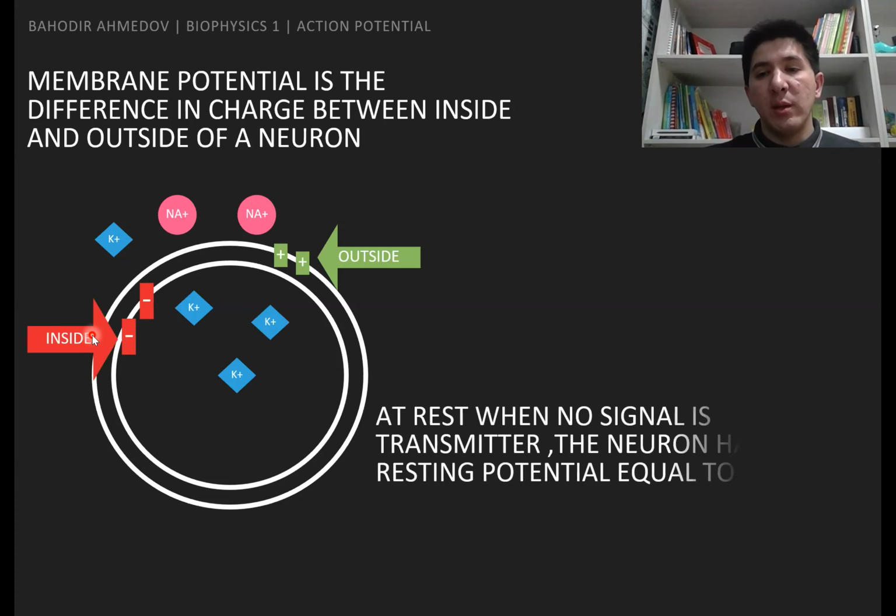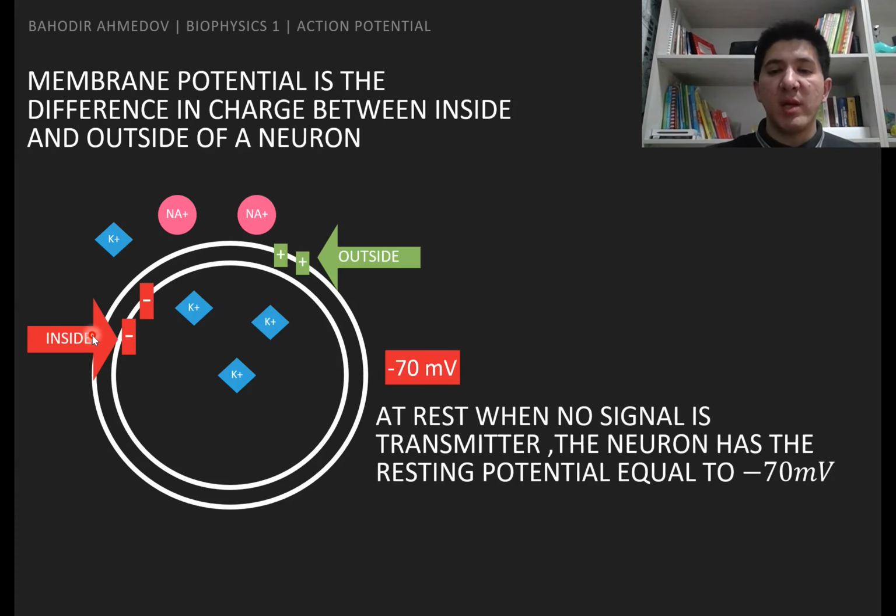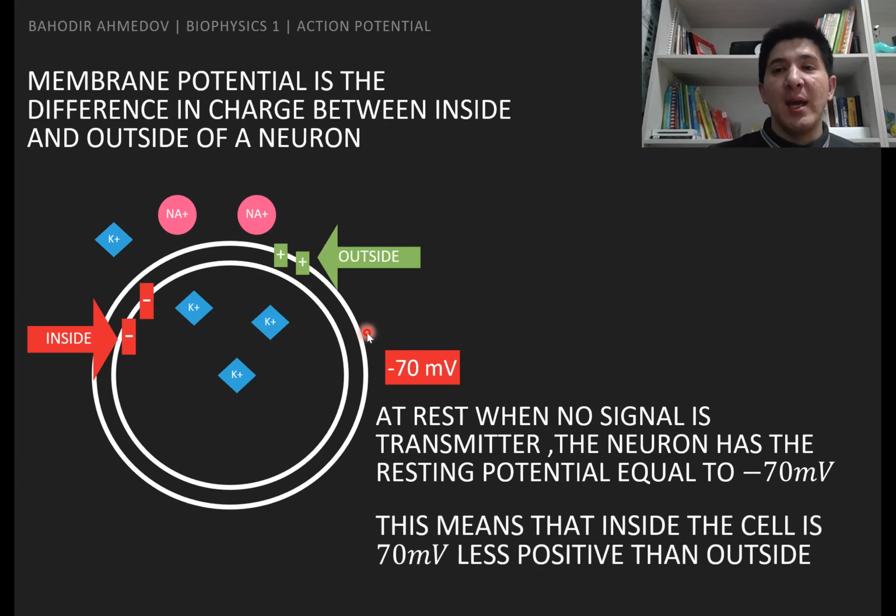At rest, when no signal is transmitted, the neuron has a resting potential equal to minus 70 millivolts. In this picture, I can see the positively charged potassium ions or positively charged sodium ions. A negative membrane potential, minus 70 millivolts, actually means that the amount of charge inside is less than the amount of charge outside, by approximately 70 millivolts. So the membrane potential is the difference in terms of charge.